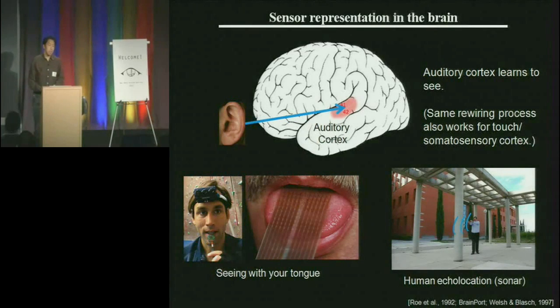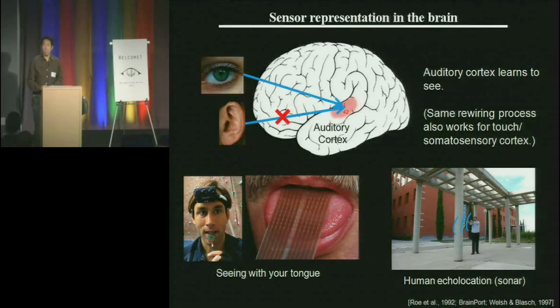So what neuroscientists did, Rowe et al. at MIT, was they took a number of animals and essentially cut the wire between the ear and the auditory cortex, and rewired the brain so that the signal from the optic nerve gets routed to the auditory cortex. And what you find if you do this is that the auditory cortex learns to see.